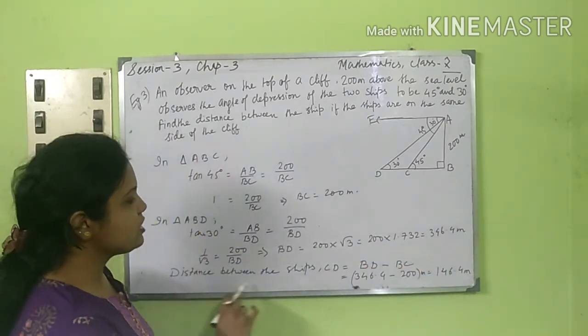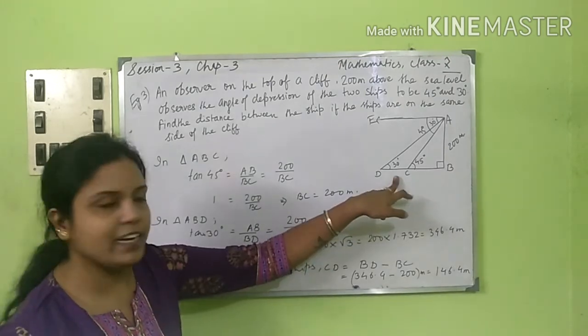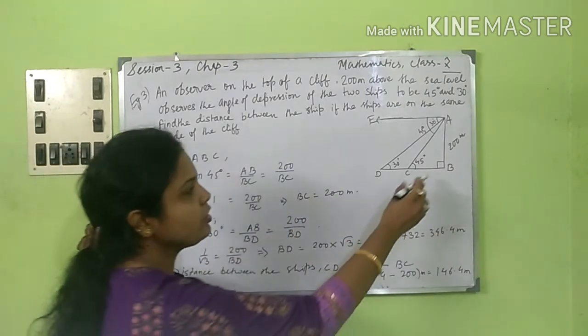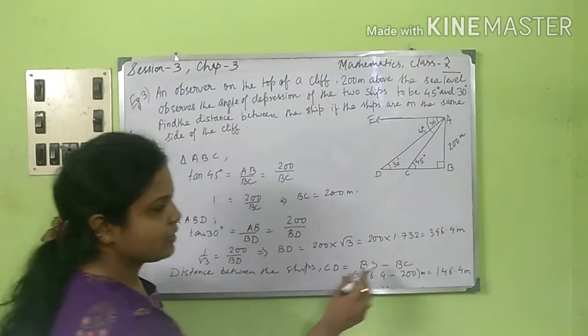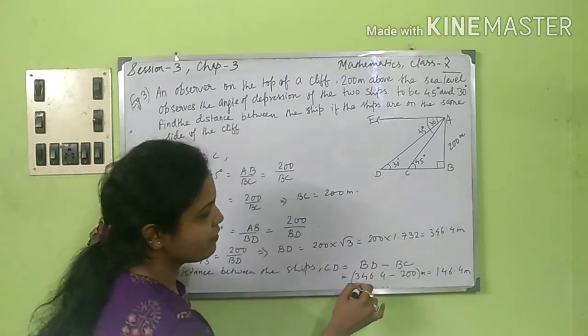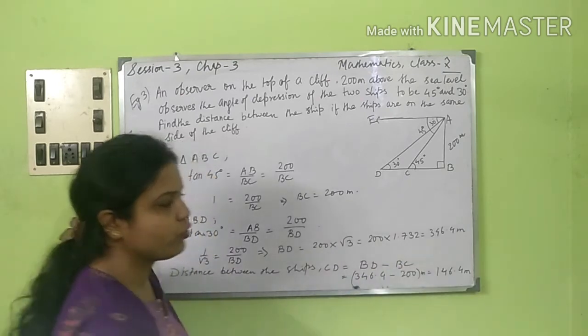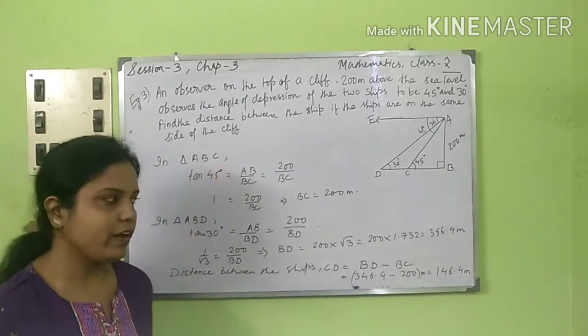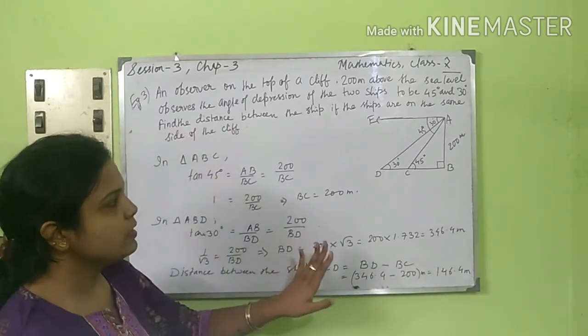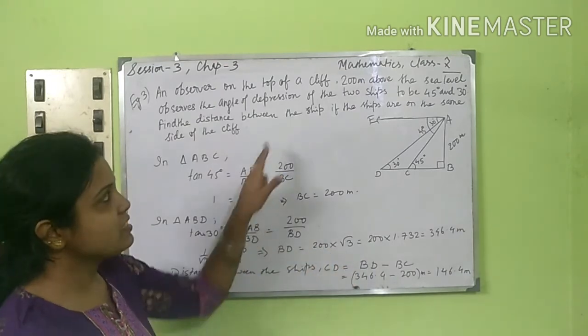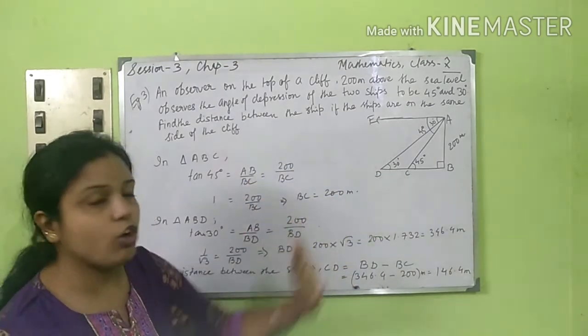Next is the distance between the ships, that we have said is CD. So CD means what? BD minus BC. That I have written over here. So we have the values for BD and BC, that is 346.4 minus 200, we get 146.4 meters, right? So this was all about the sum which states that the ships were on the same side of the cliff.